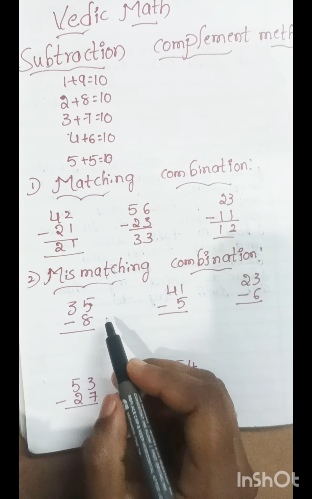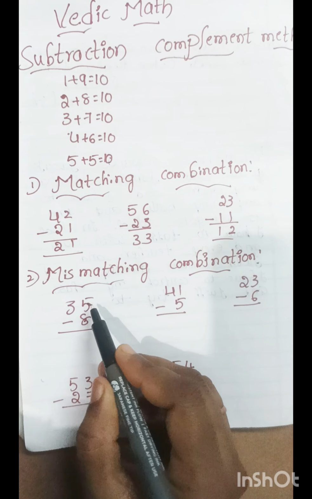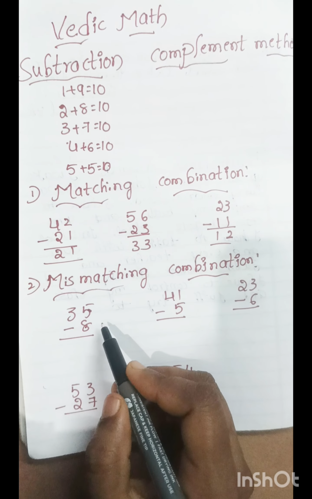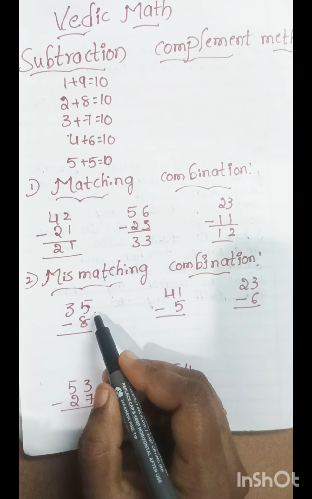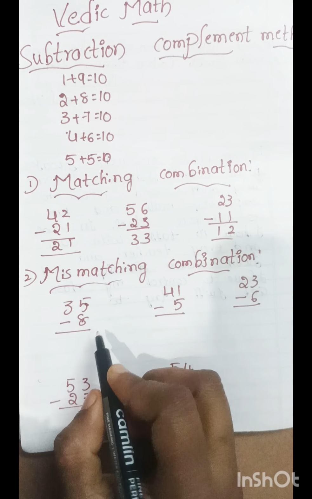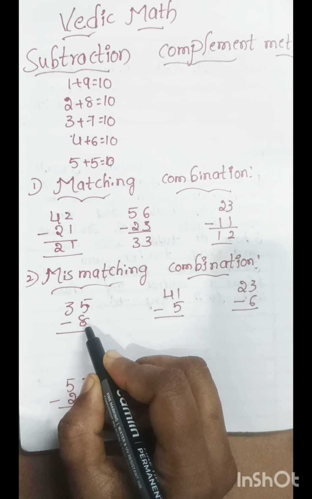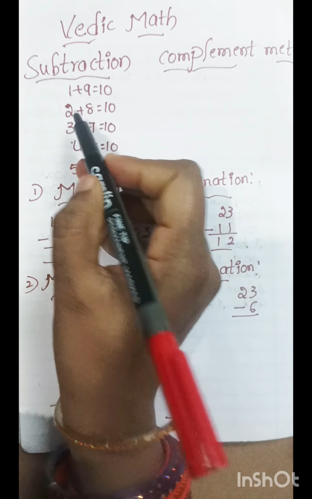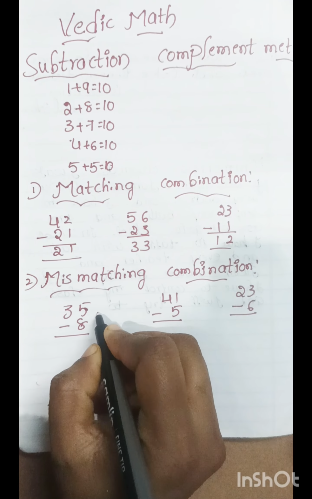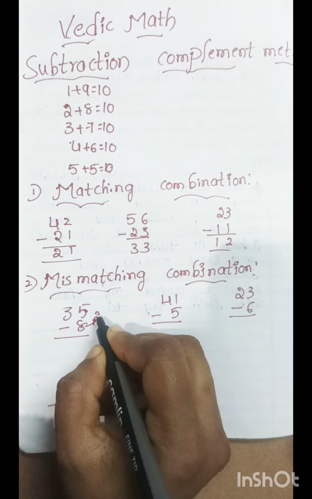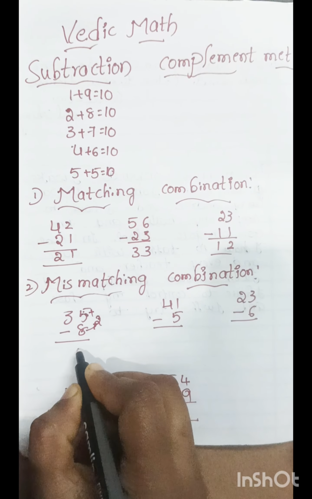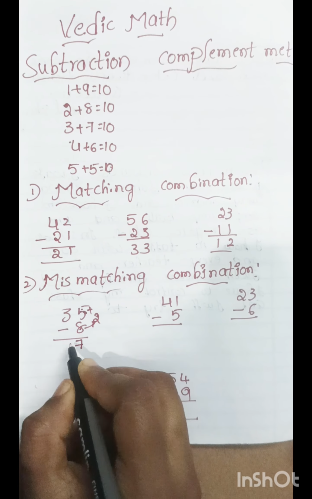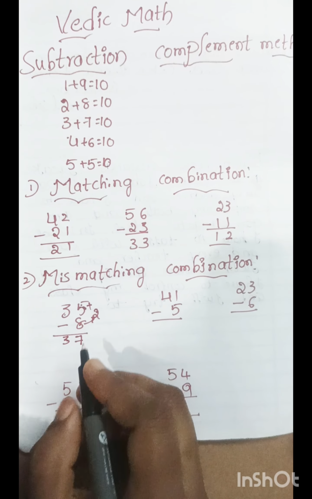Here we can't subtract 8 from 5. That's why this is called a mismatching combination. So in mismatching combinations, what do we have to do? First we should write the complement for 8. What is the complement for 8? 2. So write the complement of 8 and add this complement to the upper number. 5 plus 2 is 7. And here you should write 3.